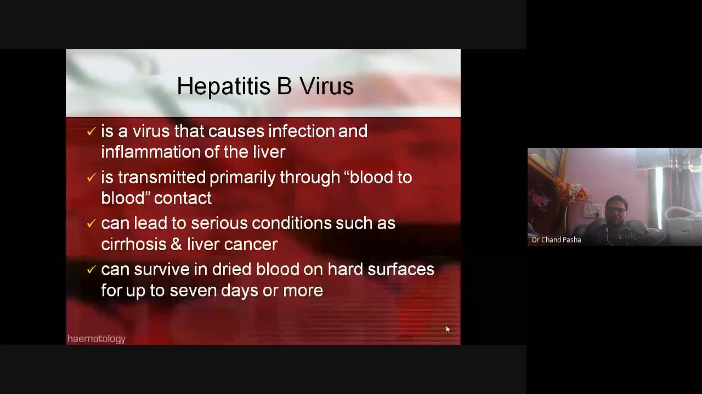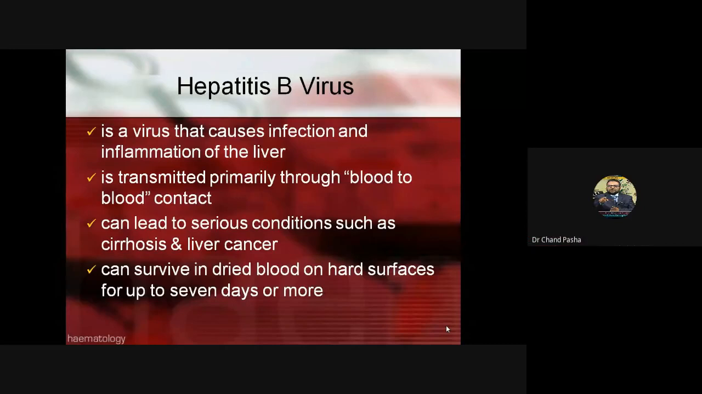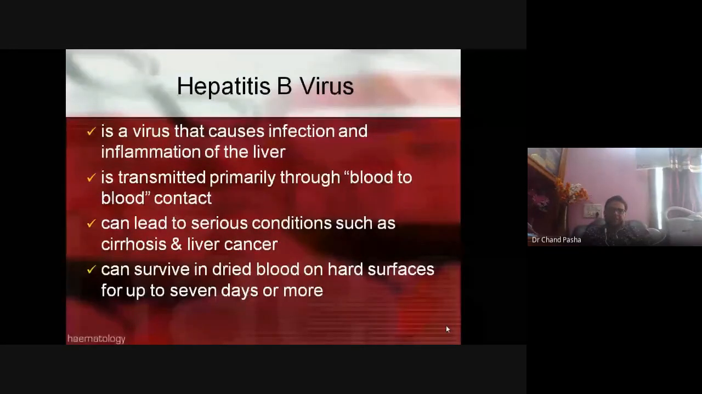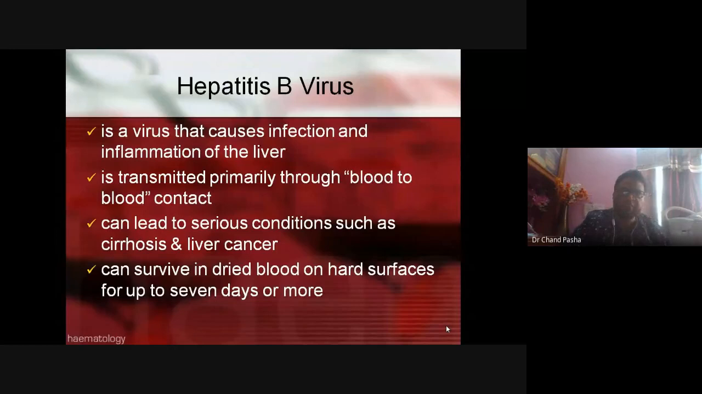It is transmitted through blood-to-blood contact and can lead to serious conditions such as cirrhosis and liver cancer. It can survive in dried blood and on hard surfaces up to 7 days or more. So it will survive for a longer period. 7 days is a very long period. Even once it is dried, even on your clothing and other things, it will survive. So whenever you go to a new area or hostel, using the blankets and towels is not advisable because of hepatitis B.